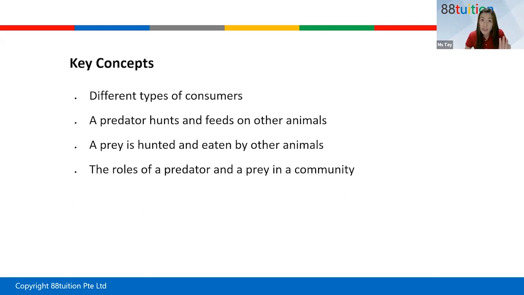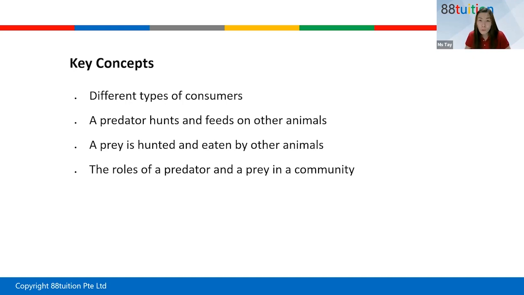Next. I have 4 pages of key concepts, but only a few points per page, so don't scare yourself. We know of different types of consumer already. We have the primary, secondary, and tertiary consumer. Then predator is a type of consumer. Predator hunts and feeds on other animals. The prey is the animal or organism that is being hunted and eaten by the predator. So you must know what is the role of predator and prey in a community. What is their role?